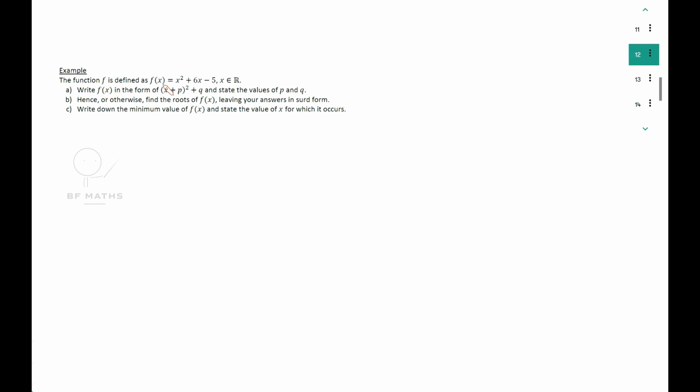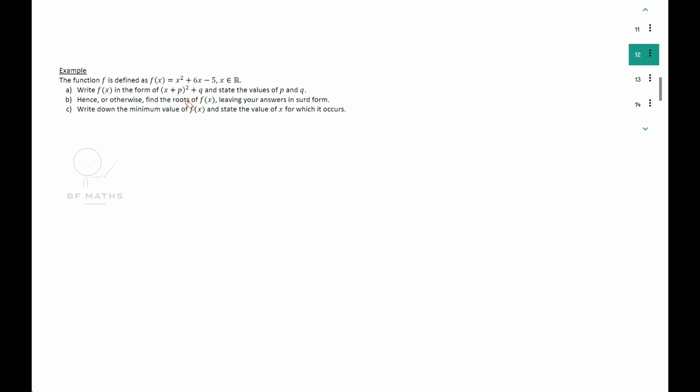The function f is defined as f of x equals x squared plus 6x minus 5, where x belongs to all real numbers. Part A: write f of x in the form of (x plus p) squared plus q, and state the values of p and q. Now, by the way, if you know how to do all of this, you can just pause the video, do them all and check your answer with me.